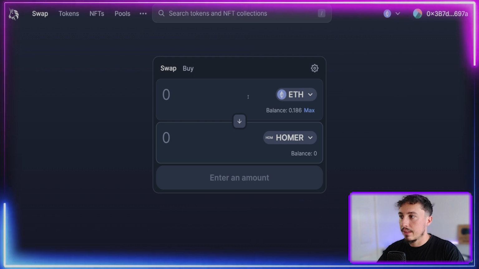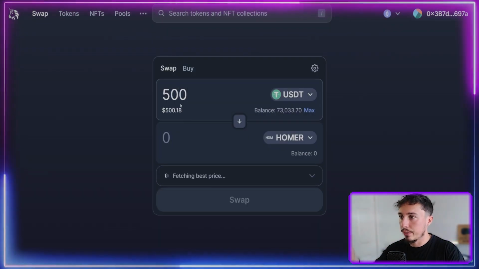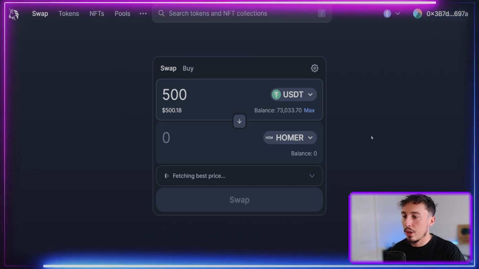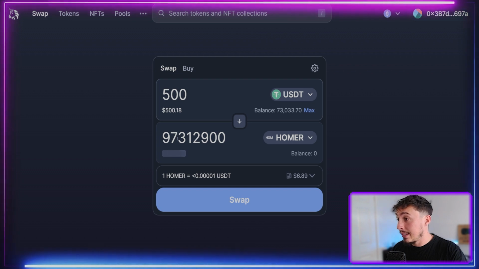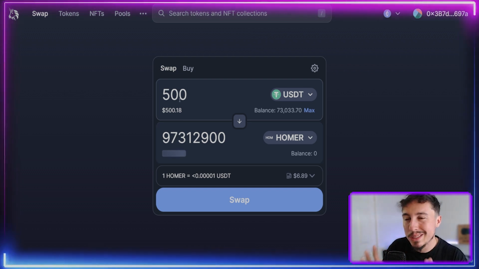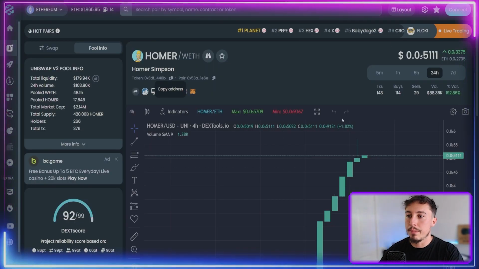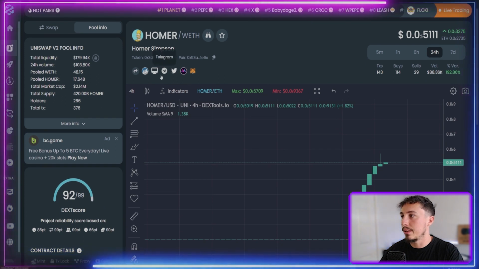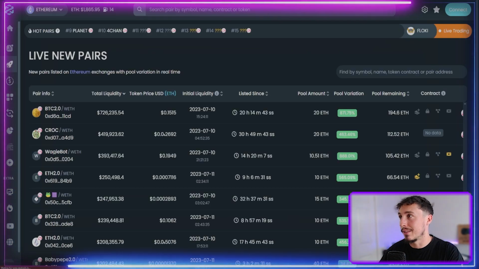Now what you can effectively do is actually swap some tokens into that desired shitcoin. I can do $500. It's going to tell me how many Homer coins I would get. It's going to fetch the price. I'd get 97 million Homer tokens. And that's how you would do it on the Uniswap side of things. Of course, you have alternative options. You can buy straight up on the websites if you wanted to as well. So Homer token is an example we're just using for this video.